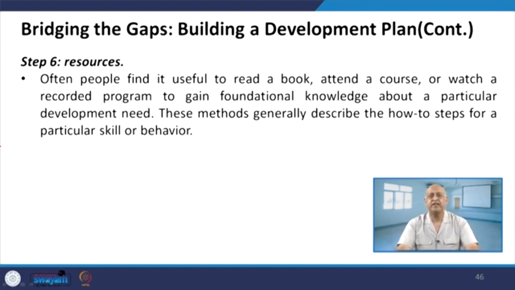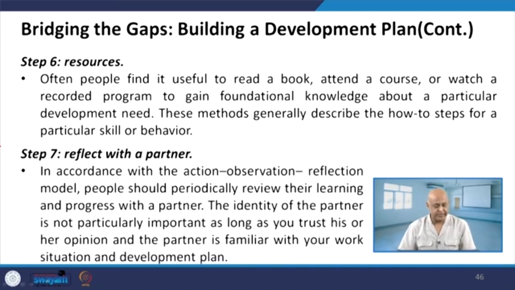Therefore, in that case, it is bridging the gaps: the particular development need describes the how-to steps for a particular skill or behavior, and therefore you will be going for those particular resources. Now here, when we are reflecting with a partner, I was mentioning who your partner is. Your partners can be your colleagues, your subordinates and your boss, right? So what is the reflection with the partner?